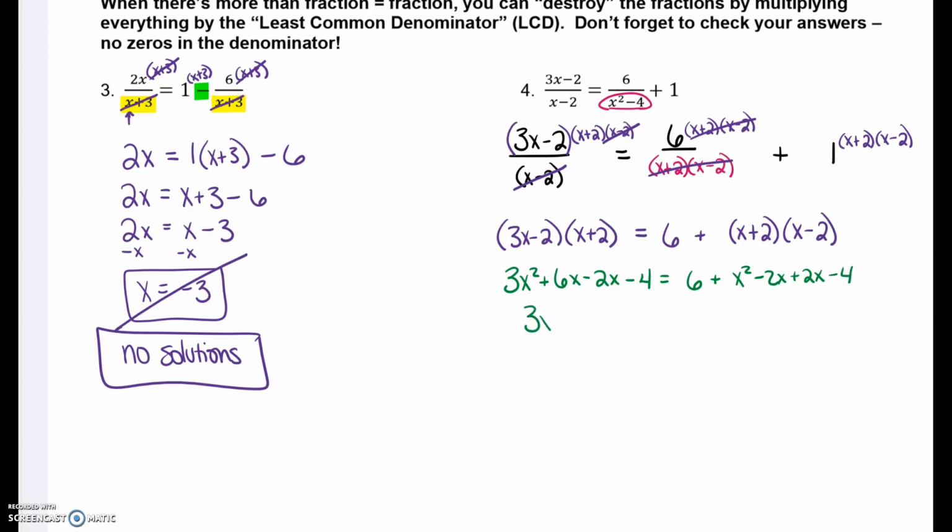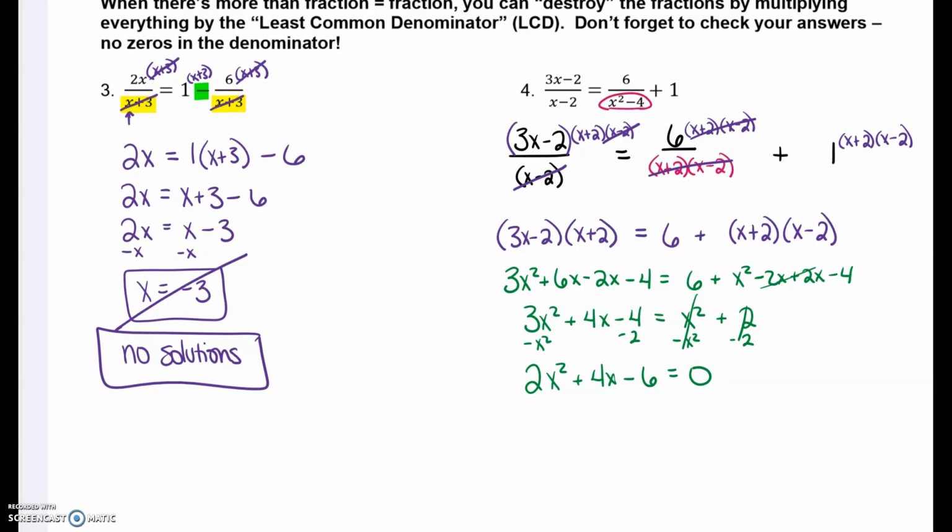Okay, so we have 3x squared plus 4x minus 4 equals x squared, those cancel, plus 2. Get 0 on one side so you can factor and solve. So we're going to subtract x squared on both sides. We're going to subtract 2 on both sides. So we have 2x squared plus 4x minus 6 equals 0.